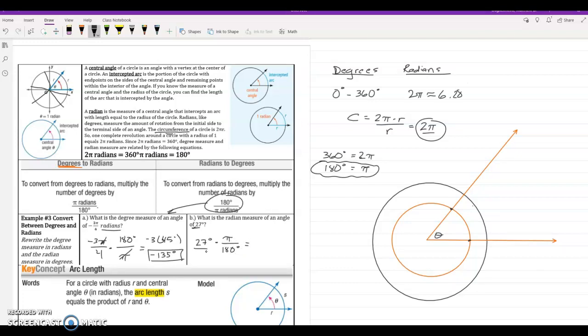So 27 over 1, if we want to think of it that way. 27 and 180 are both divisible by 9. So 9 goes into 27 3 times. 9 goes into 180 20 times. So my final answer, my numerator is 3 pi divided by 20. Okay, and so usually we leave radians in fractional ratio form. Do not approximate your radians.